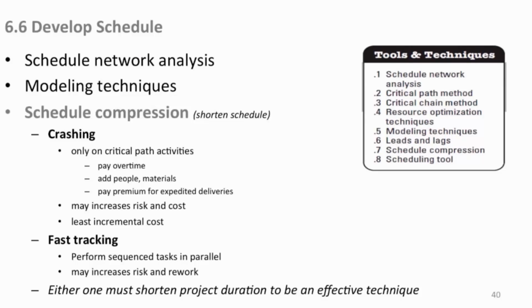And you can do both. You can do crashing and fast tracking, wherever you need to do it, and try to bring that end date in and compress the schedule. That's what it is. Now, in order for any one of these to be effective, like down here at the bottom it says, either one of these must shorten the project execution duration overall, or it's not effective. Obviously, why are you doing it if it didn't make a difference in your end date? So these are 2 techniques you could use, crashing and fast tracking, to shorten the schedule, called schedule compression.